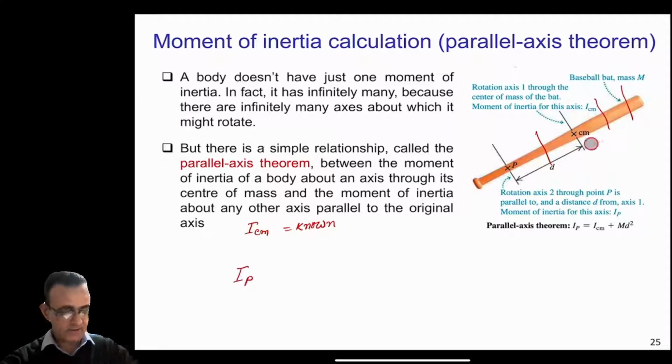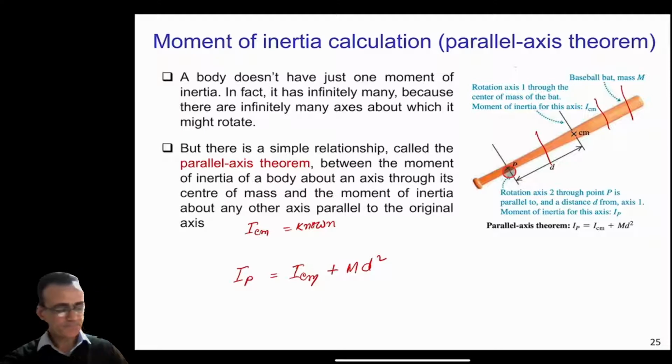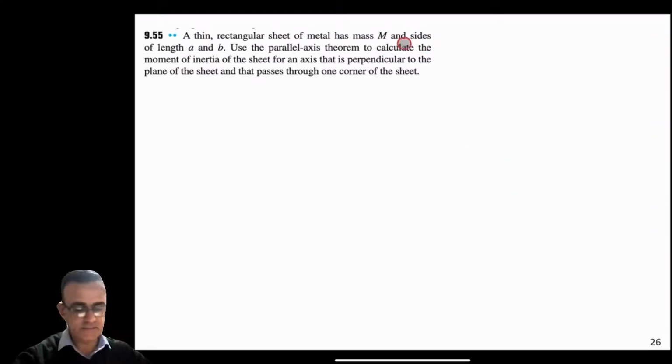In this case, if you want to calculate the moment of inertia about this axis, which is passing through the point P here, it will be equal to the moment of inertia about the center of mass plus the mass of this body times d squared, and d is just the perpendicular distance between the center of mass and this point P here. So it's just a very simple example.